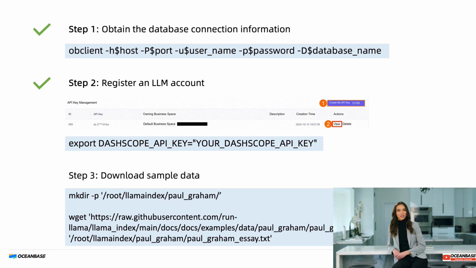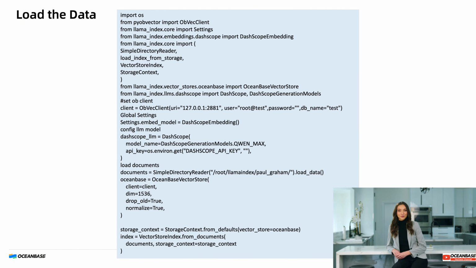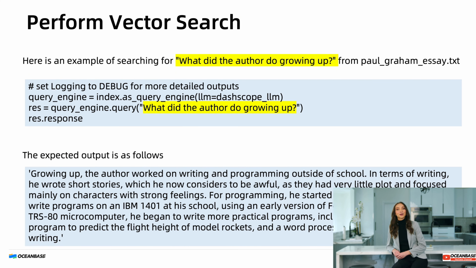Next, let's download a sample document that we'll use for testing our Q and A system. Now we'll load the sample document and build a vector index. This lets us perform semantic search over the content. Now that the index is ready, we can query the document and see how the system responds with AI-generated answers. And here's the response from the model retrieved from OceanBase using vector similarity search.